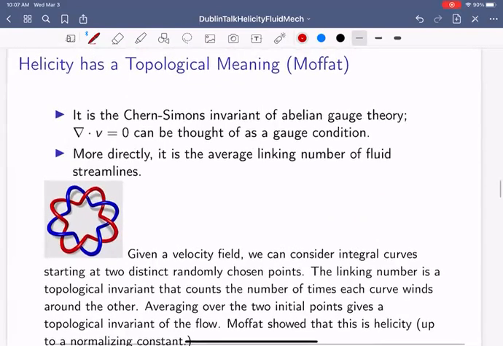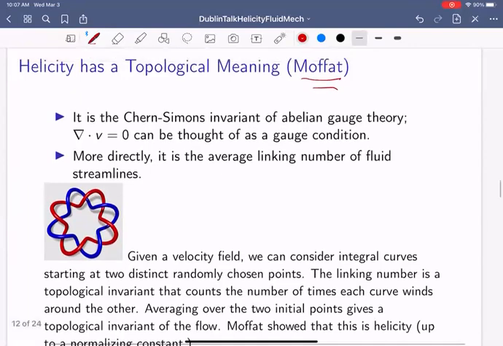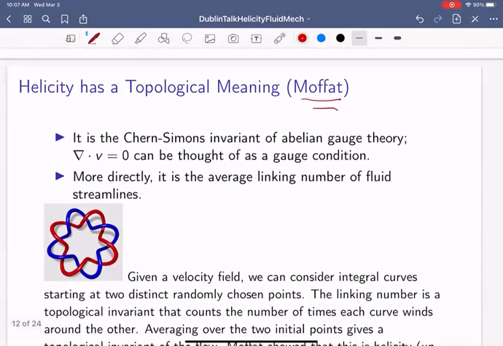Okay, so I want to now point out that helicity is actually a well-known quantity in fluid mechanics. It has been, as I said, known since the 19th century, and it has attracted a great deal of attention in modern fluid mechanics literature. For example, Moffatt has a really beautiful paper back in the 60s where he has shown that helicity has a topological meaning. Now, this shouldn't surprise anybody here because I think you've already noticed that helicity looks like the Chern-Simons invariant in an abelian gauge theory. It is the dot product of V and the curl of V integrated.